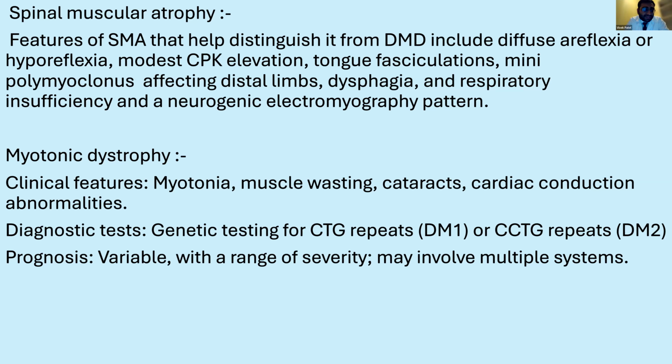We can remember the features of this condition by the trinucleotide repeat CTG. C meaning cataracts, T meaning toupee, meaning frontal baldness, G meaning gonadal atrophy. And as the term suggests, myotonic, that means it can lead to myotonia, muscle wasting. And the prognosis is variable, affecting multiple systems.